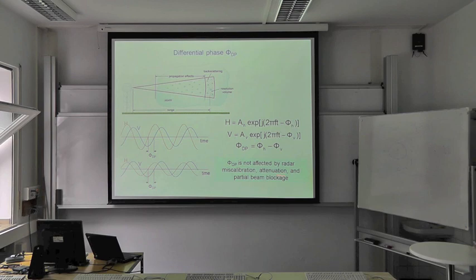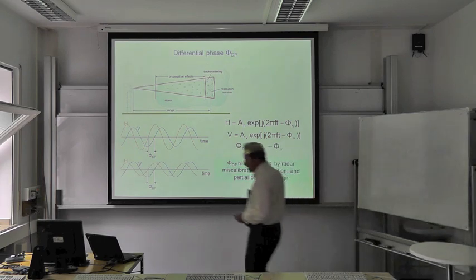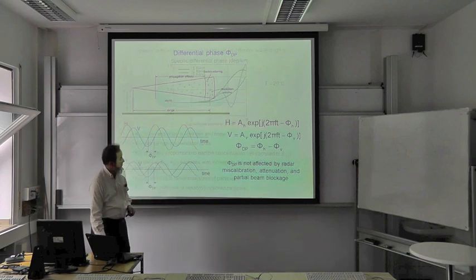Another factor that can affect the amplitudes of these waves is partial beam blockage, for example. Partial beam blockage can affect H and V waves differently, sometimes dramatically. But once we keep track of this phase, or differences in the location of these sinusoids along the time line, then you are fine. PhiDP is not affected by those effects. So it's a very important and fundamental property of PhiDP: it's not affected by miscalibration, attenuation, and partial beam blockage. It makes it very attractive for all sorts of measurements.